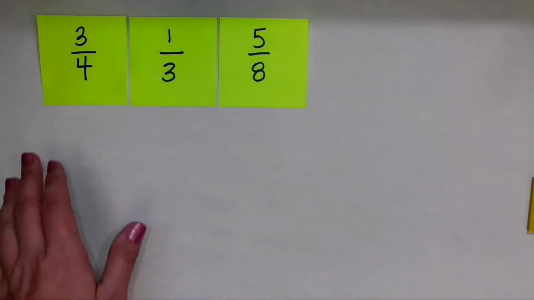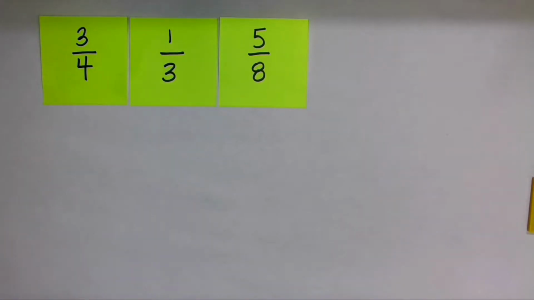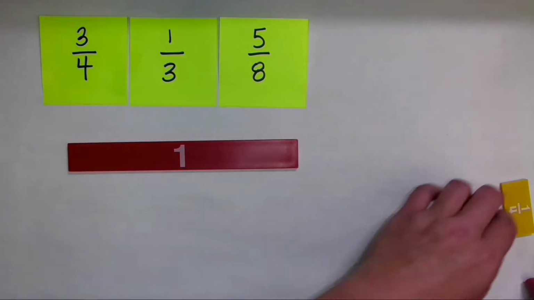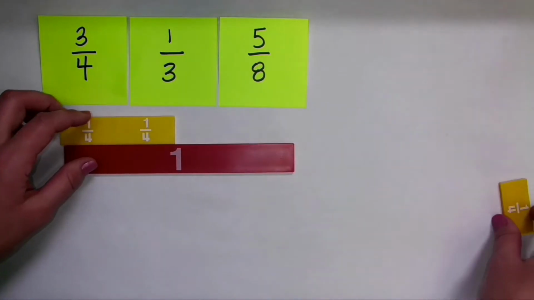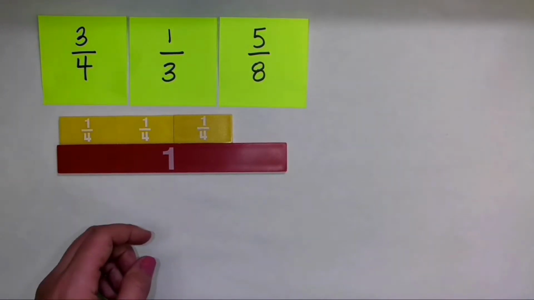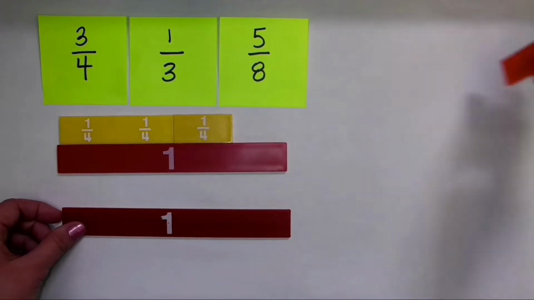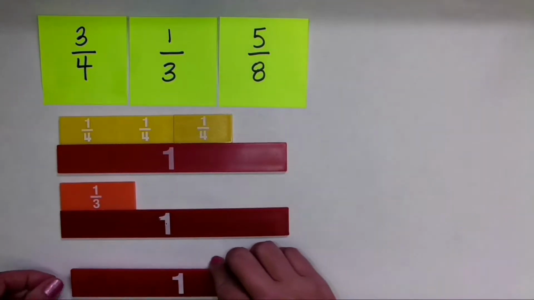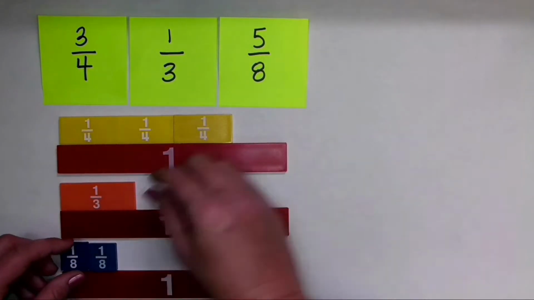So remember, we have the three fractions: 3/4, 1/3, and 5/8. Now the length model shows fractions along a number line. So I'm first going to show 3/4. So I show my whole, and then I'm going to show that that fraction represents 3 1/4 pieces. I can show 1/3. I'll get out another whole here, and I'll show 1/3 against the whole. And I also want to show 5/8. So I'll go ahead and show my 5 1/8 pieces here.